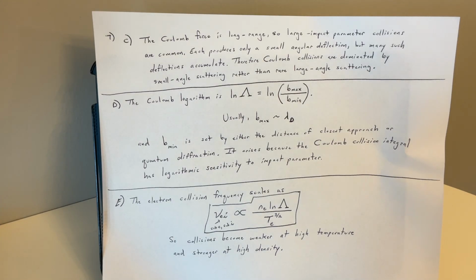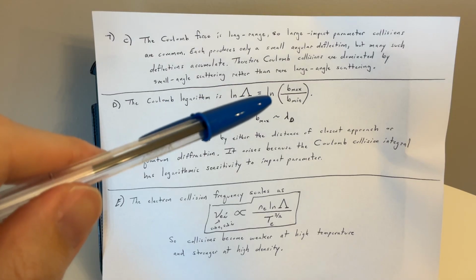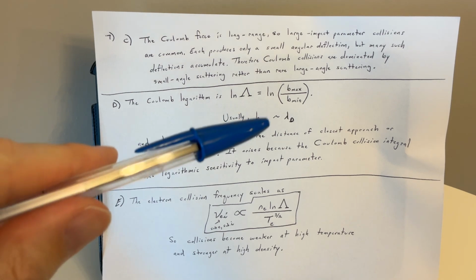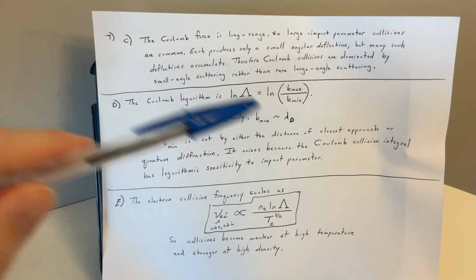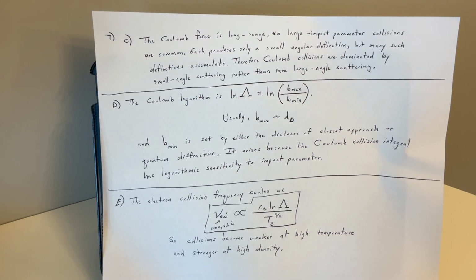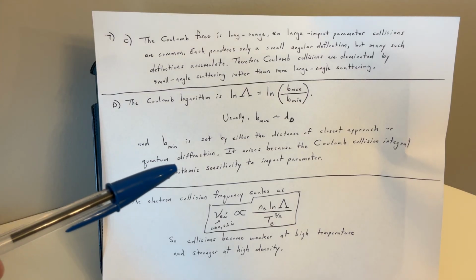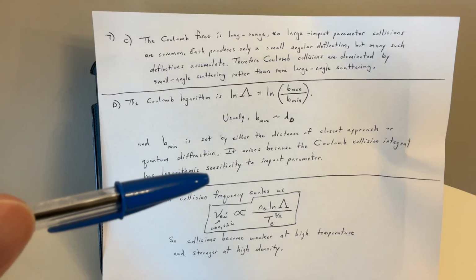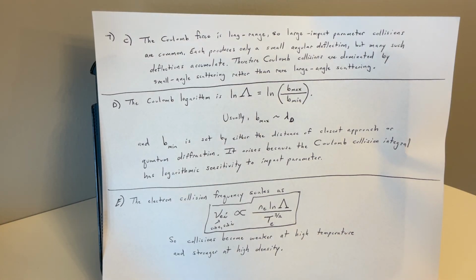Part D: define the Coulomb logarithm and explain its origin. So this is textbook canonical as well. The Coulomb logarithm is ln lambda equals ln of b sub max over b sub min. Usually b sub max approximates lambda sub D, and b sub min is set by either the distance of closest approach or quantum diffraction. It arises because the Coulomb collision integral has logarithmic sensitivity to impact parameter.